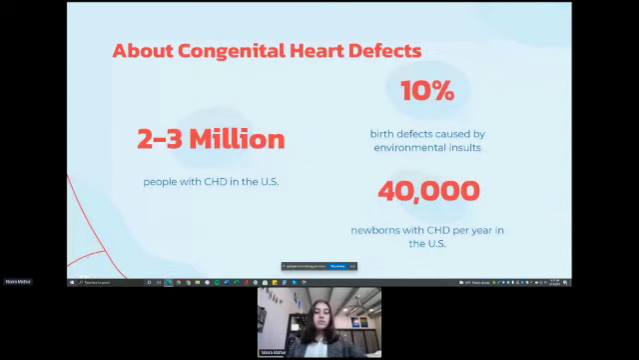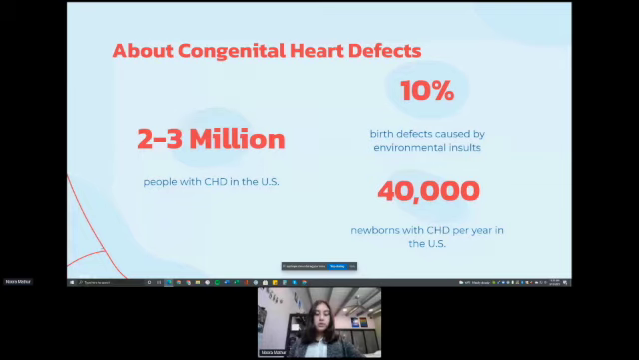Congenital heart defects are birth defects which affect heart structure and function. They are the most common birth defect, with 40,000 infants born with congenital heart defects each year, and 2 to 3 million people living with heart defects in the US. There are multiple complications associated with heart defects, such as irregular heart rhythm, heart infection, stroke, hypertension, and heart failure.